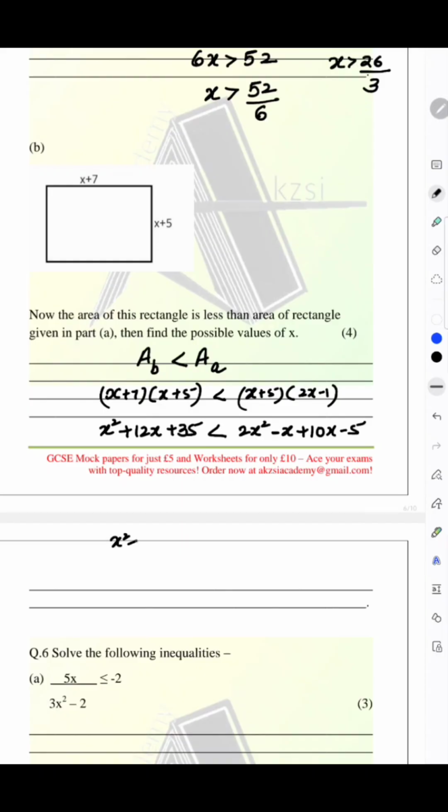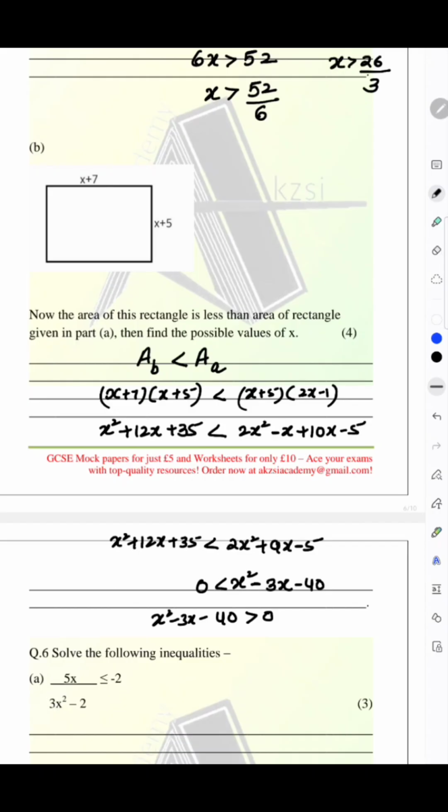So now this is x squared plus 12x plus 35 less than 2x squared plus 9x minus 5. Now bringing all on one side, I have brought all the left hand terms onto the right hand side. It will give me x squared minus 3x and then minus 40. That means x squared minus 3x minus 40 is greater than 0.